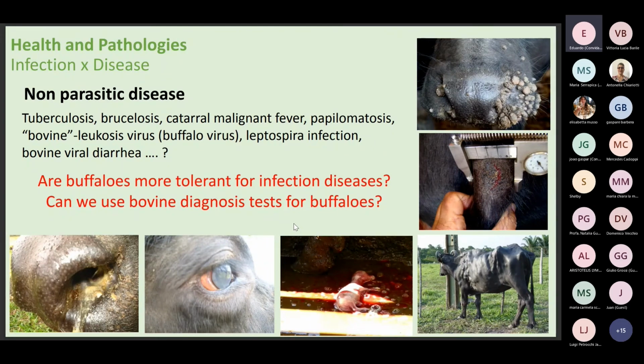And usually, buffalo are infected but show reduced clinical signs and spread the disease, the bacteria, the virus, and some parasites throughout the farm into all other animals.